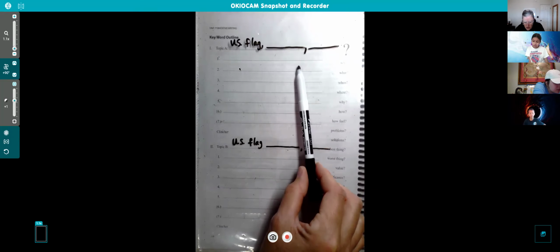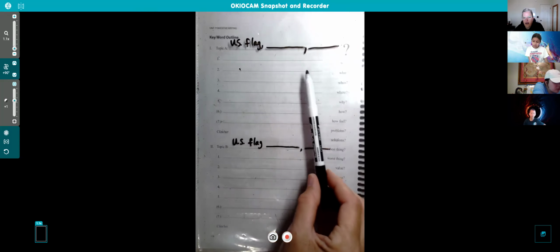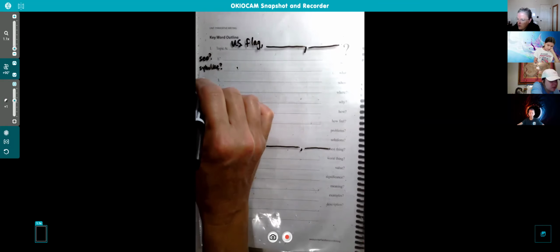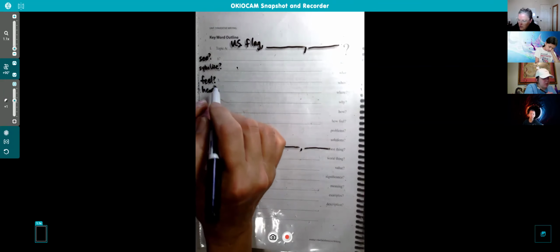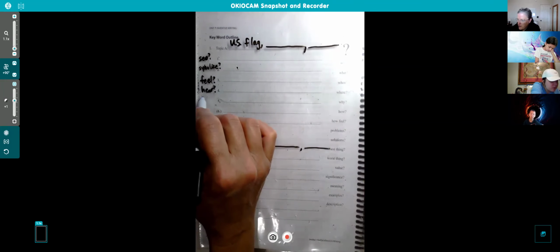Okay, so I'm going to give you guys some time to work right now on your outline. And the first one, I want you to think about, what do you see? What do you symbolize? I'll put these in the margin here to help you remember. So like symbolize, that says symbolize. And then how do you feel? These are just ideas. You can use different ones. We're just going through these questions over here. What do you hear? What do you think?